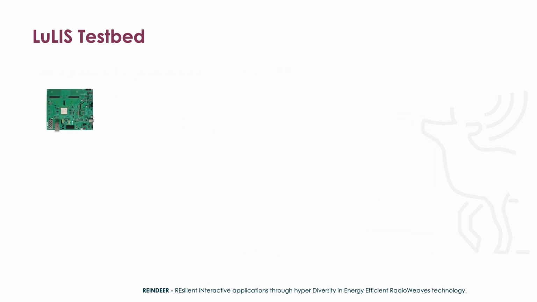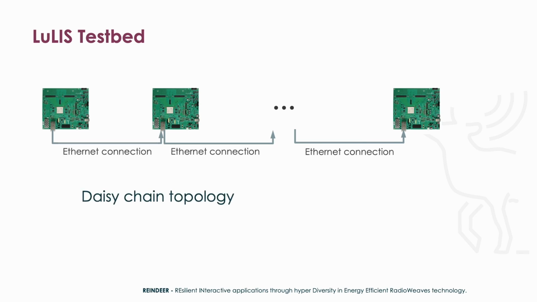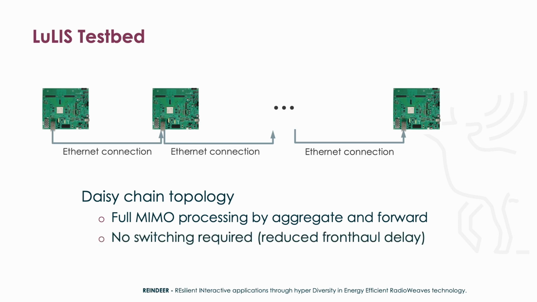So let us consider several of these modules connected to each other in a daisy chain topology. The motivation for considering a daisy chain topology is that it allows for full MIMO processing by simply aggregating and forwarding the corresponding baseband data, while no switching is required, meaning that we can significantly reduce the latency associated to sharing data between the modules.